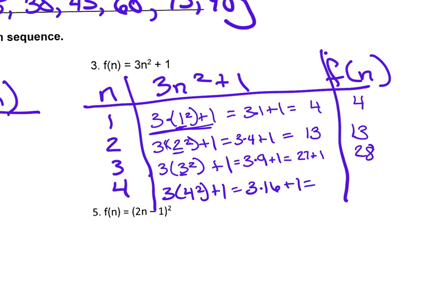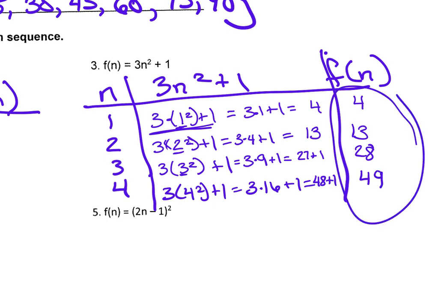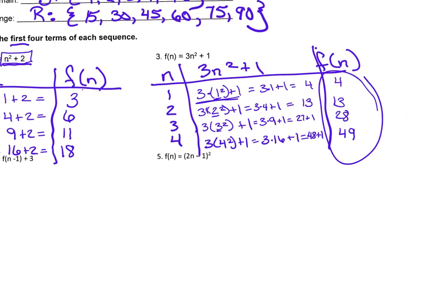Equals 16. 16 times 3 then is 48, right? Plus 1, which is 49. So these are your first 4 terms. Okay? That's your answer. But I want to see your work too. Okay? How you're getting them. Because this is your first time doing these.